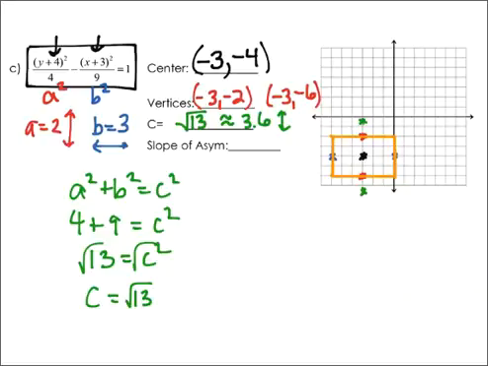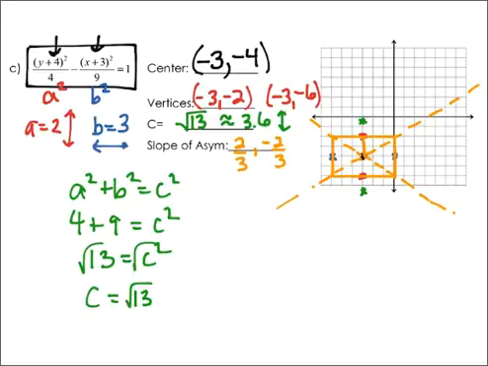Now, before I can go ahead and graph my hyperbola, I need my asymptotes. So again, the asymptotes go from the center to the corners of the rectangle. And there we go. I need the slope of those asymptotes. So remember, slope is always rise over run. From the center, I went up 2 and over 3. So the slope of one of the lines is 2/3. Oops, that looks weird. And the slope of the other line is -2/3.